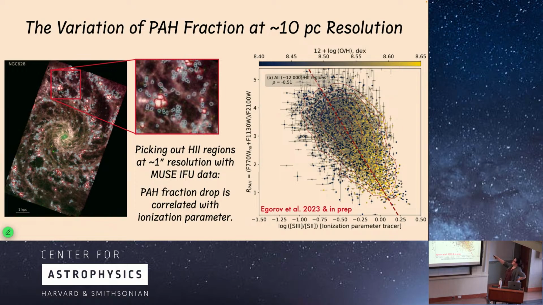And you can see a very strong correlation, with the PAH fraction dropping as you get to higher and higher ionization parameter. This is a paper by Oleg Egorov, who's a postdoc in Heidelberg, and has another one coming out with all 70-some galaxies showing a very similar result. So this is really exciting. This was just the first 4 galaxies.